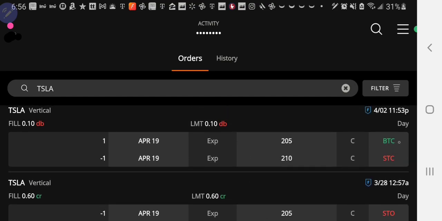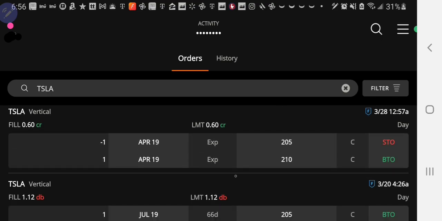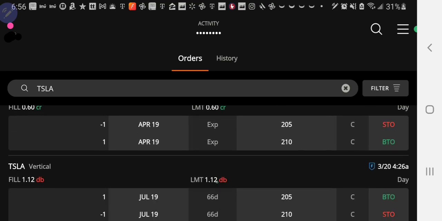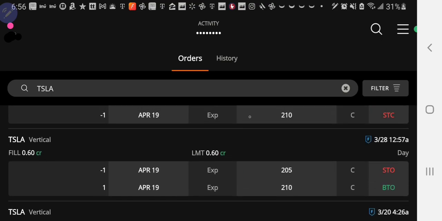So I bought to close, or bought to cover, for $10. I sold it for 60, and I bought it back for $10. So I made what, $50, right? So now what's my current cost basis? 112 minus the $50 that I made.